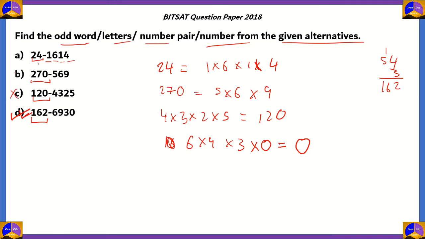All the other options are related by the fact that the product of the digits of the right number pair, the right side of the number pair, equals the left side. So that's 1 into 6 into 1 into 4 gives you 24. 5 into 6 into 9 gives you 270. 4 into 3 into 2 into 5 gives you 120. But for option D, since there is a 0 on the right hand side, the product becomes 0. So that makes option D the odd number pair.